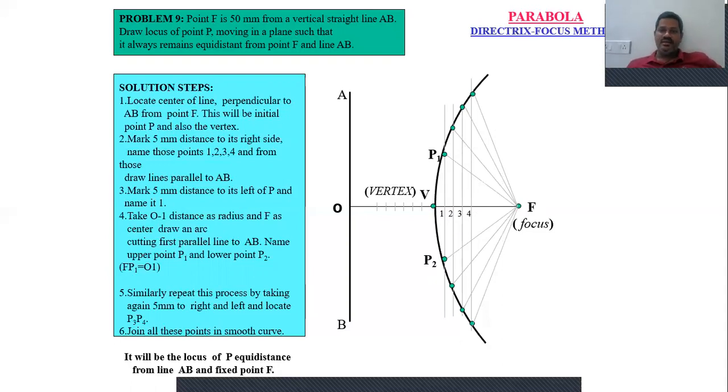So this method is called the directrix-focus method. It is also a general purpose method to draw the parabola. I repeat this problem once again.